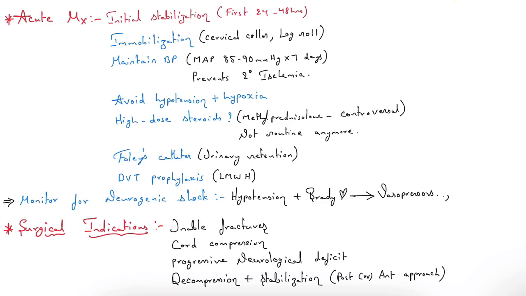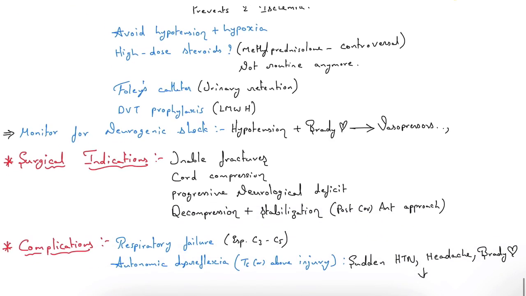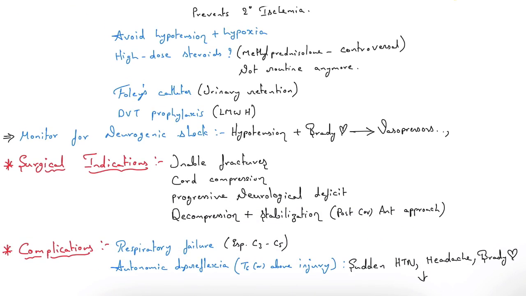Then immobilization, we have to do immobilization with a cervical collar and a log roll, and we have to maintain blood pressure, like mean arterial pressure of 85 to 90 mmHg for at least 7 days, because with this we can prevent secondary ischemic conditions. Okay, next one, we have to avoid hypotension and hypoxia, so we can provide some oxygen. Okay, and we can give high dose steroids, and methylprednisolone is controversial and no longer routinely used.